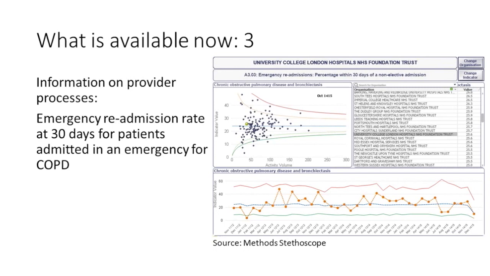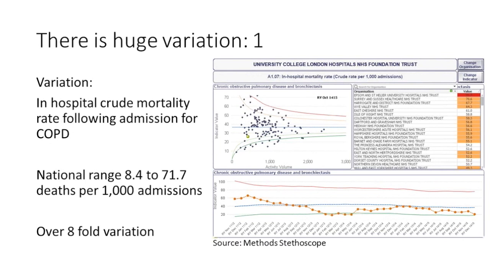So you can see again, there are some organisations of a similar size, so on the x-axis about 50 to UCLH, who have very, very low rates of readmissions, less than 10%, and there are some up there at well over 40. Again, huge variation in what happens to patients after they've had a hospital episode.